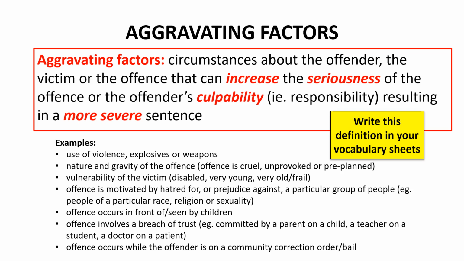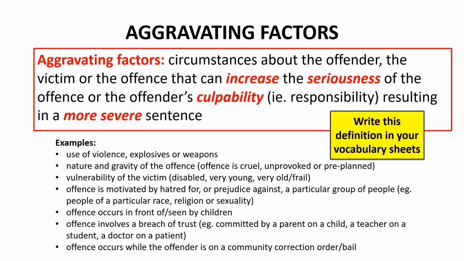It will be an aggravating factor if the offender uses violence, explosives, or weapons in the course of committing the offence. For example, as where the offender uses a gun to rob a bank. The nature and gravity of the offence may be an aggravating factor.